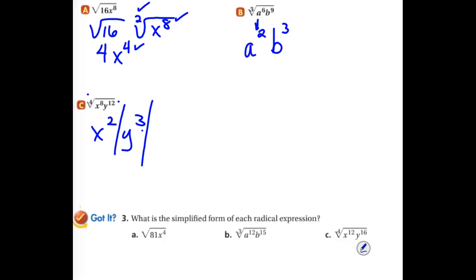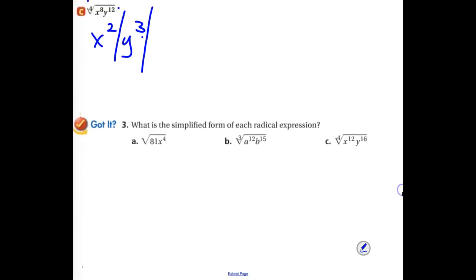All right, I'm going to pause the recording. I want you guys at your tables to try the next 3. All right, first one, square root of 81. 9, square root of x to the 4th. X squared, do we need absolute value bars? No. Okay, next one, cube root of a to the 12th.